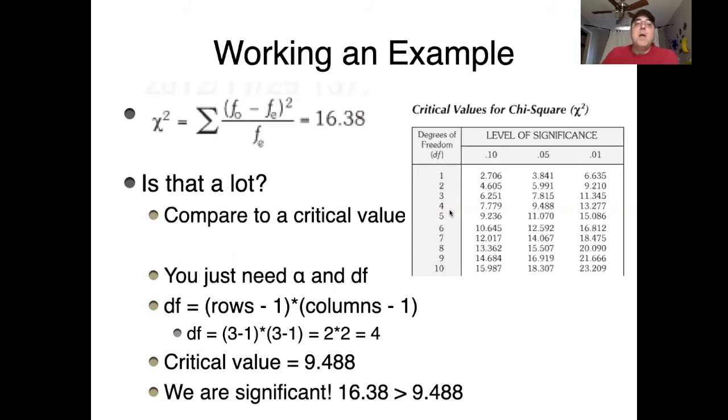All right. In that case, anyway, if you go down 4 degrees of freedom, which is what is reflected in our example, go over to the 0.05 level of significance, that critical value there is 9.488. Since our statistic was bigger than that, we have significance. This was a significant chi-square.